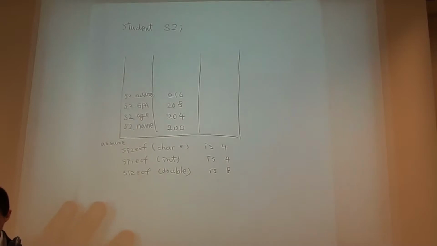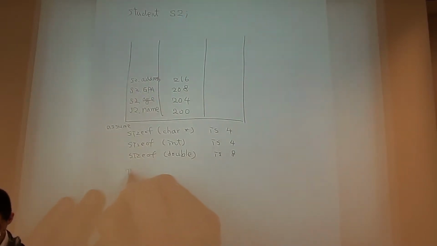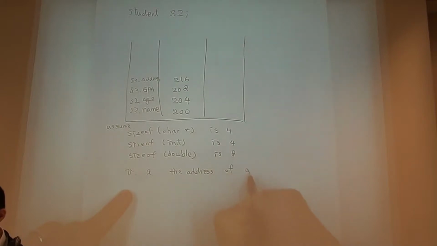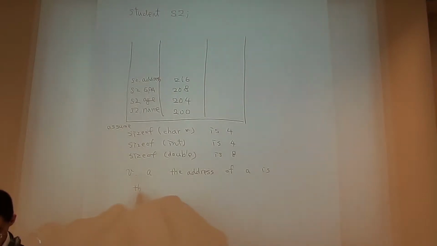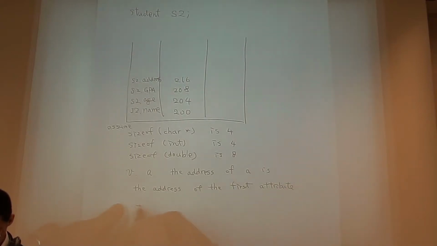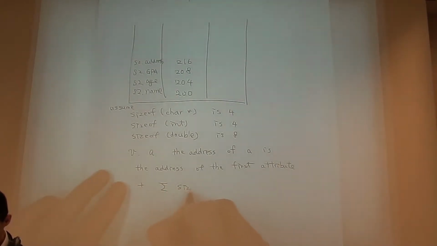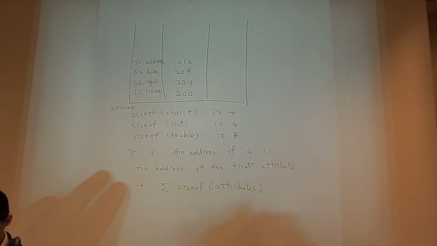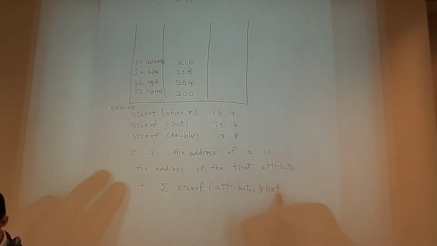So the general rule is the following. You have a variable .a, the address of a is the address of the first attribute plus the summation of the sizes of the attributes before a.